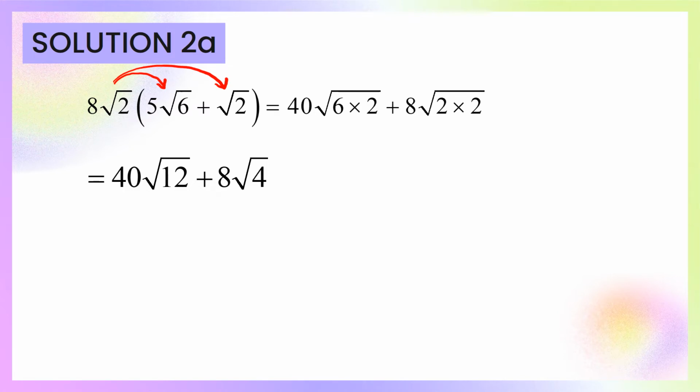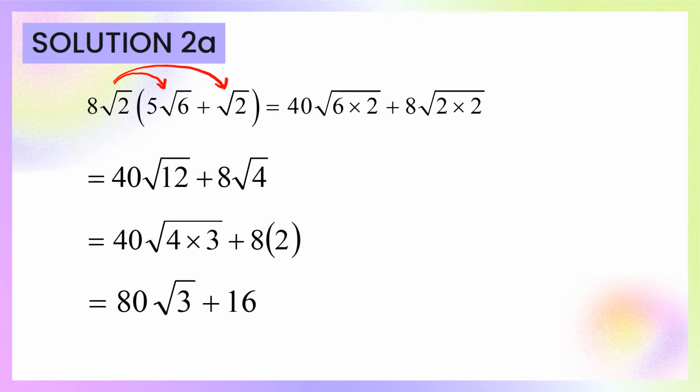And then after that, we are able to simplify √12 into 2√3. And then √4 becomes 2. And then 40 times 2 times √3 plus 8 times 2. So then 8 times 2 we get 16. And finally, we get 80√3 plus 16.